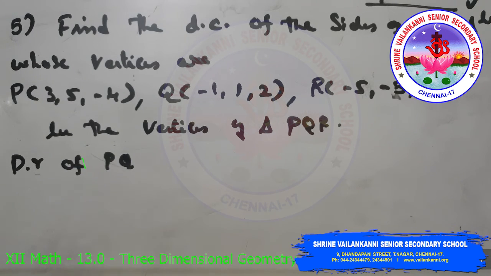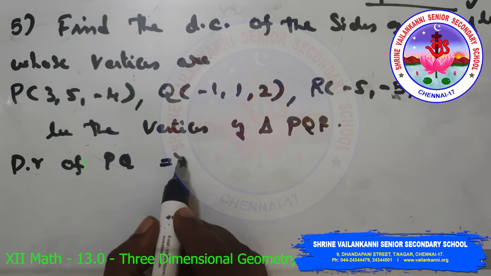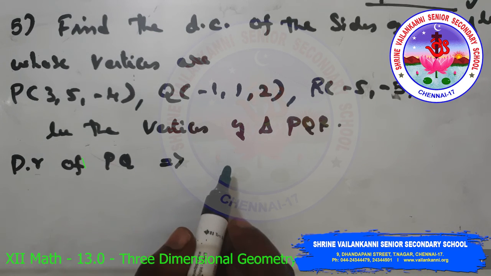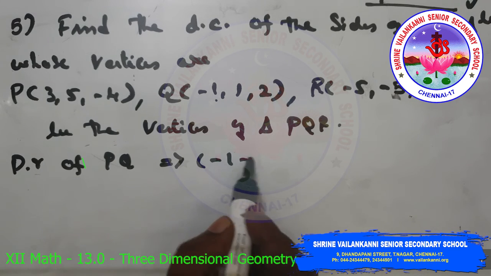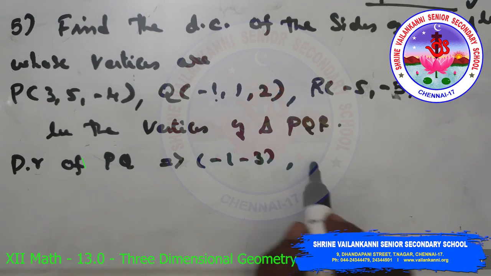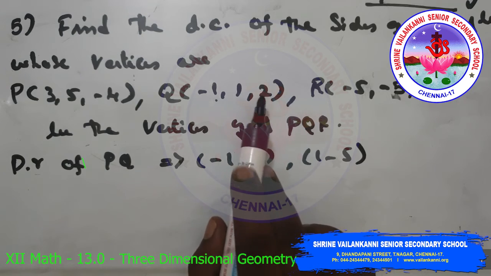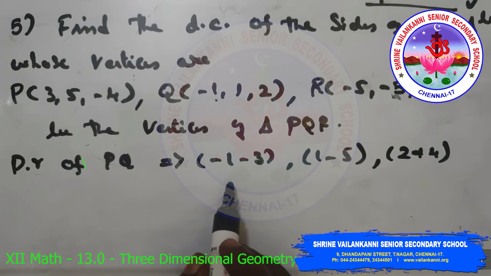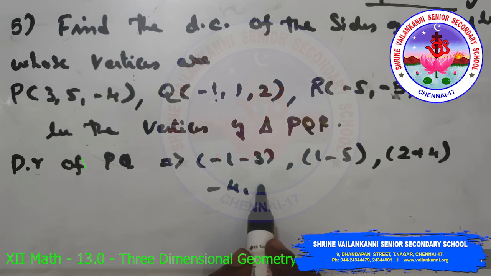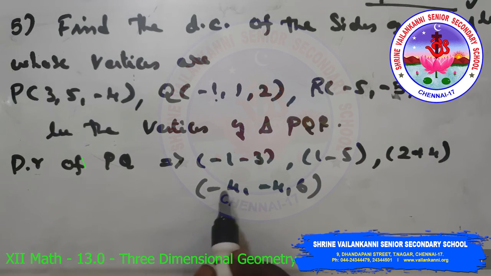So DRs of PQ, using x2 minus x1, y2 minus y1 and z2 minus z1: -1 minus 3, 1 minus 5 and 2 minus of -4, which is 2 plus 4. So DRs of PQ are -4, -4 and 6.